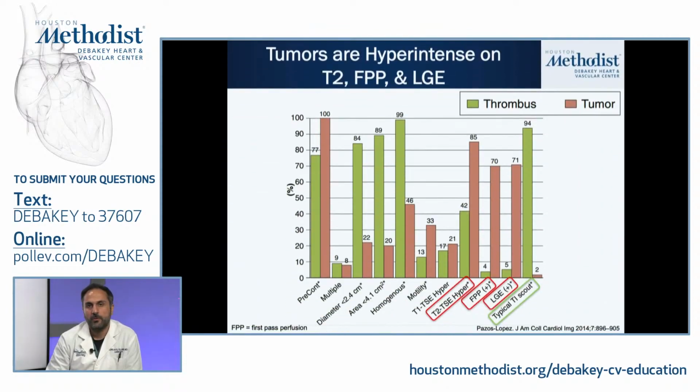How do they compare? What do we use in order to differentiate between thrombus and tumor? Usually, if we have T2 signal, if we have first pass perfusion, if we have positive LGE, these are very strong parameters, especially if they're put together, at favoring a tumor. However, if we have long inversion time imaging showing zero signal, this is very high accuracy for thrombus, 94% versus you see it in 2% of tumors, sorry.